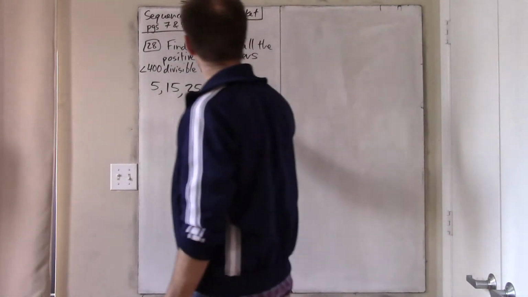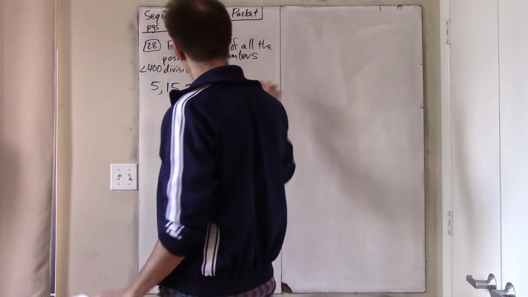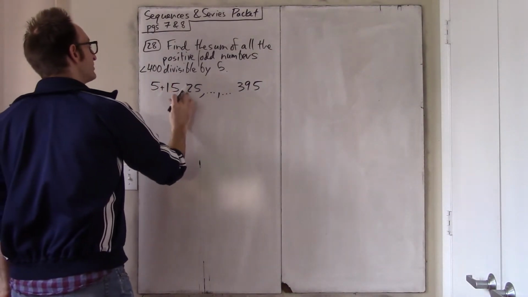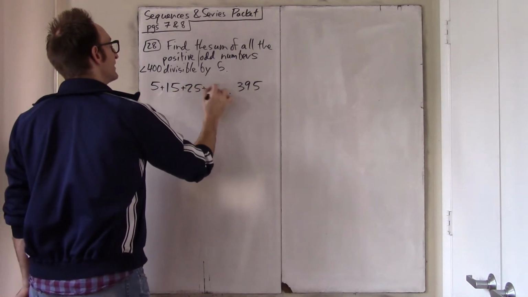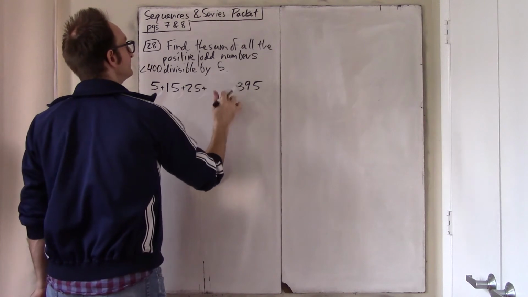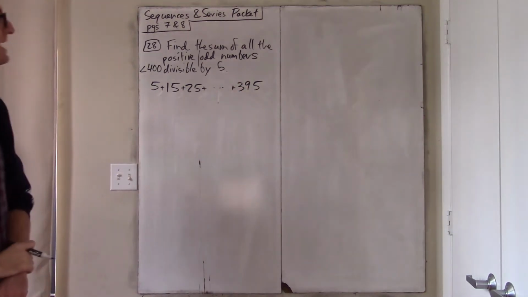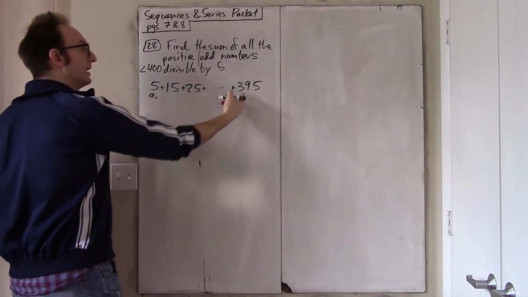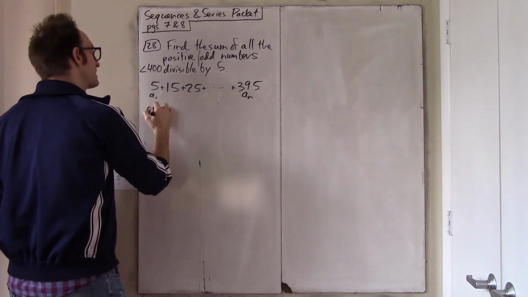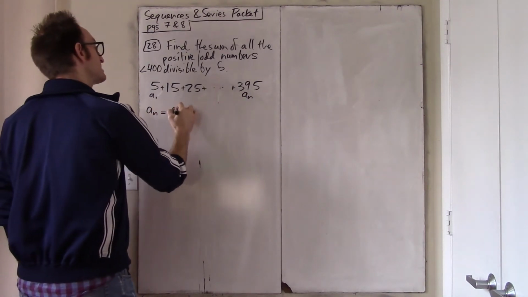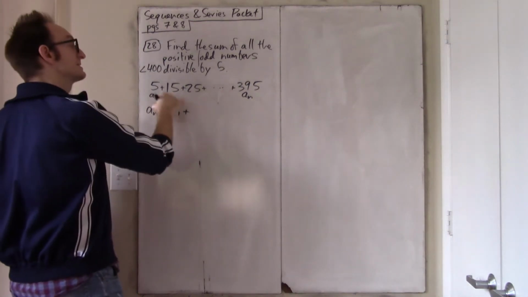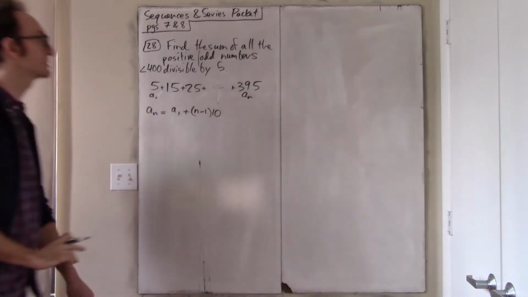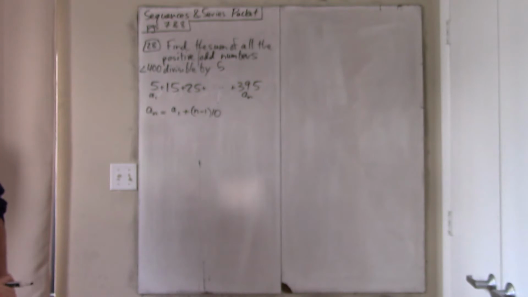Okay, so there it is. Then what's the last one? 395. So now this just reduces to, what is 5 plus 15 plus 25 all the way up to 395? If I call this the first term, and I call this the nth term, then what's the formula for my nth term in general? It's just going to be the first term plus a whole bunch of d's. What is d? D is 10 in this case. And so I have to add 10, n minus 1 times to get to the nth term.